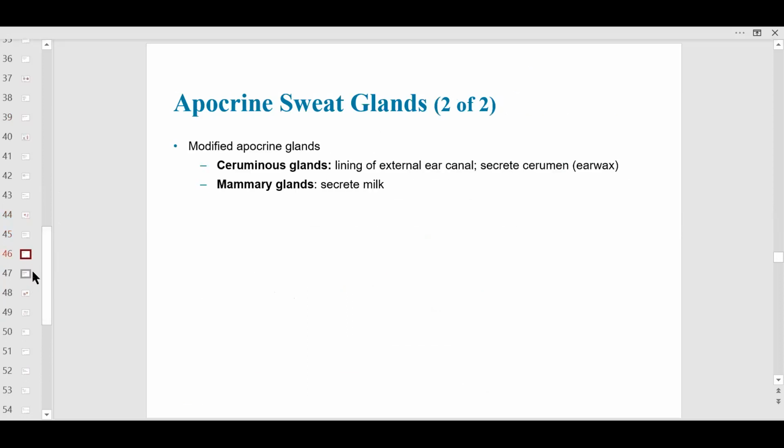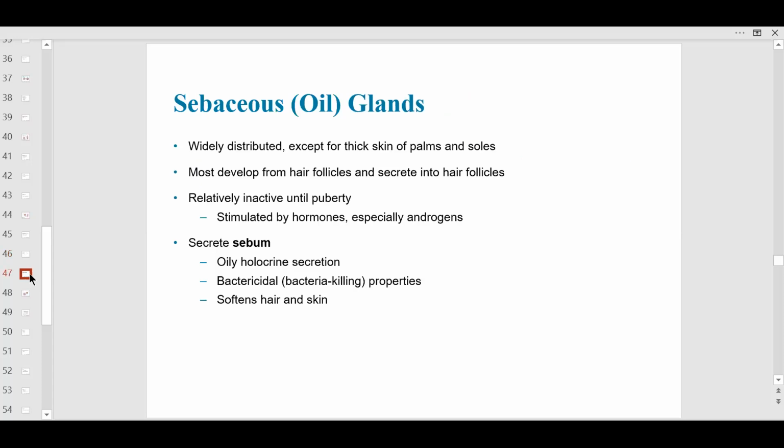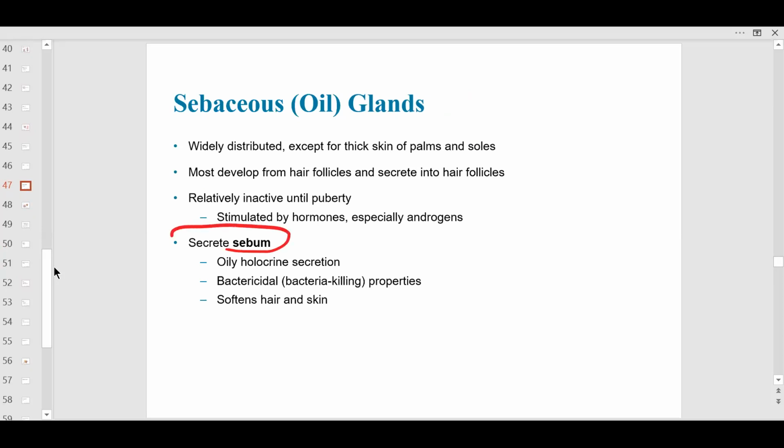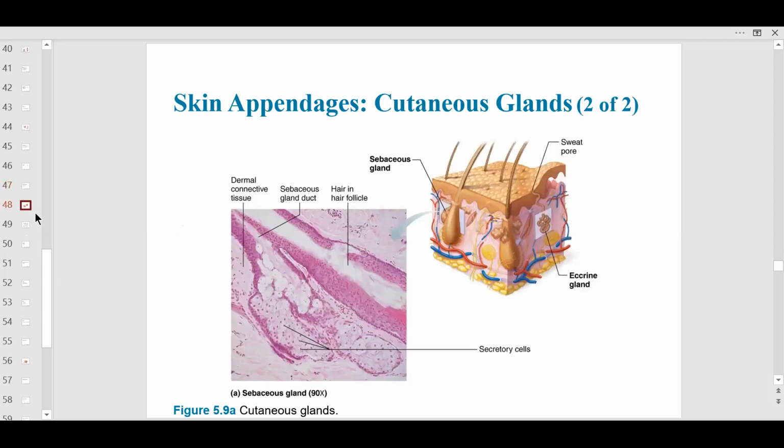So I'm going to keep this pretty much lecture and lab pretty much the same. Cerumen is earwax. The ceruminous glands, you should know that. Like sebaceous gland of the skin secretes sebum. Don't worry about holocrine or anything like that. Just know the names. Get a good outline of this.